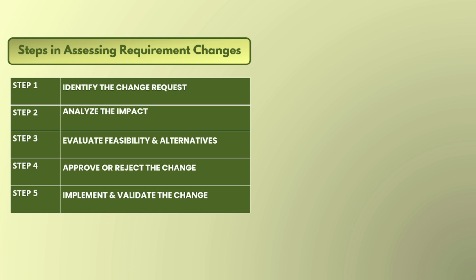As we have been going through each and every module, we have seen that there is a certain procedure we follow while working on anything, whether it is requirement gathering, requirement elicitation, or prioritizing the requirements. Now it comes to assessing requirement changes also. We will follow a few steps which will make our life, the business analyst's life, very easy. The first step is identify the change request, then analyze its impact, then evaluate feasibility and alternatives, then approve or reject the change, and finally implement and validate the change. We will see it one by one with an example.